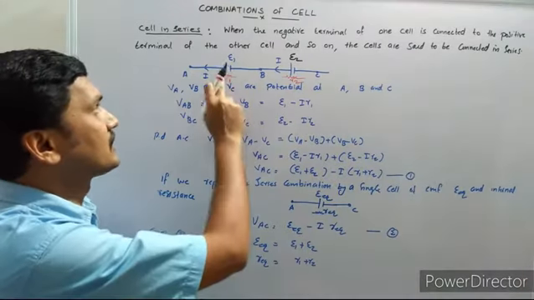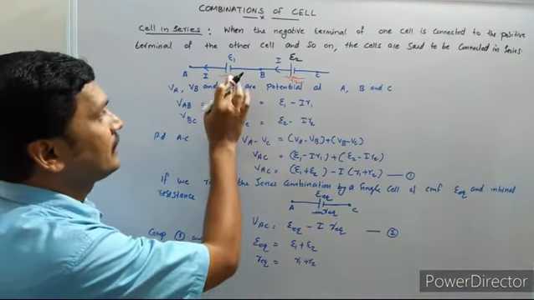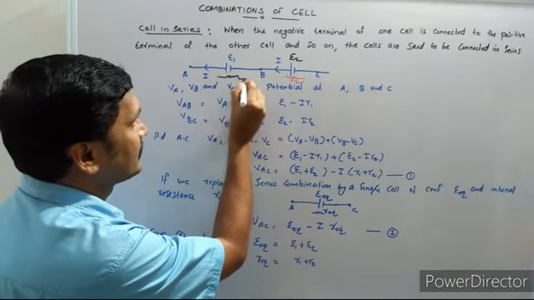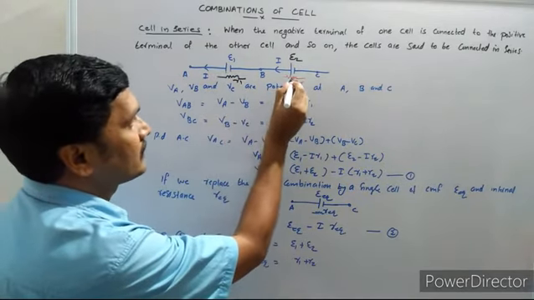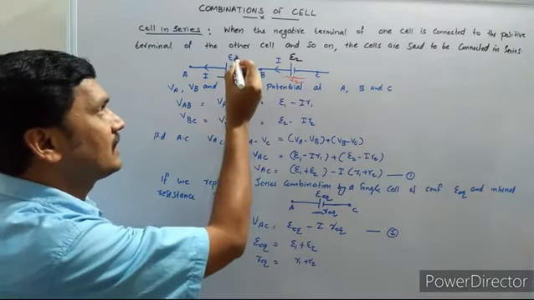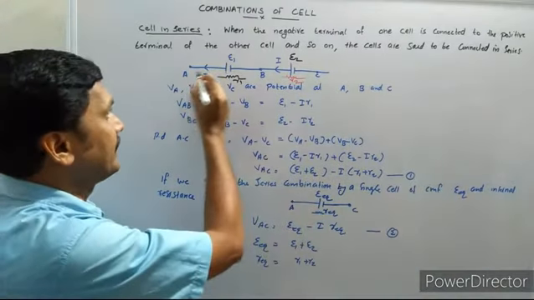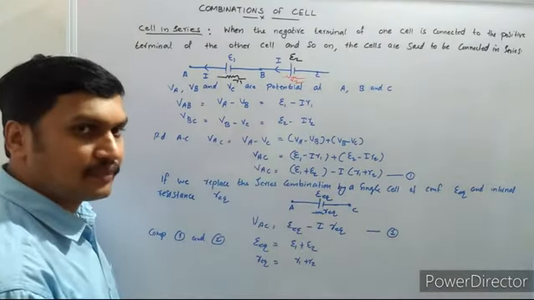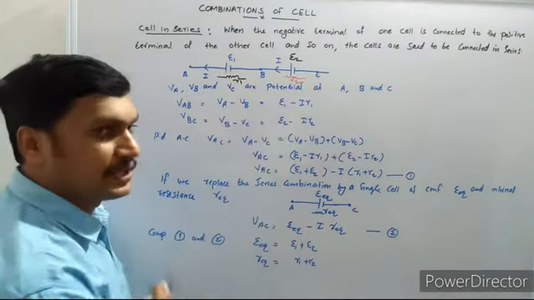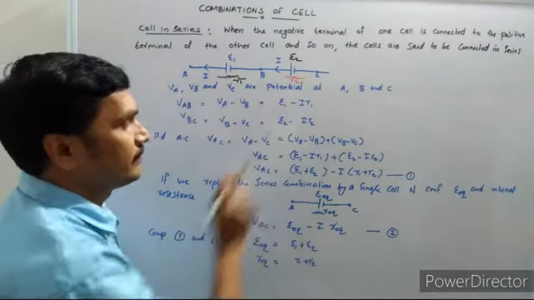So here we have two cells, E1 and E2, having internal resistance, which is marked here. The internal resistance of the first cell is R1, and the internal resistance of the second cell is R2. The EMFs of the cells are E1 and E2. They are connected in series between these two points A and C. Now we want to find the effective EMF of this combination between the points A and C.